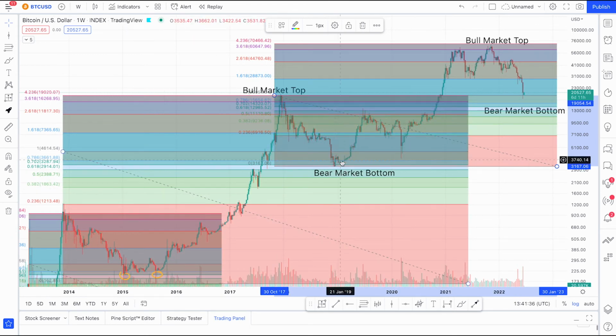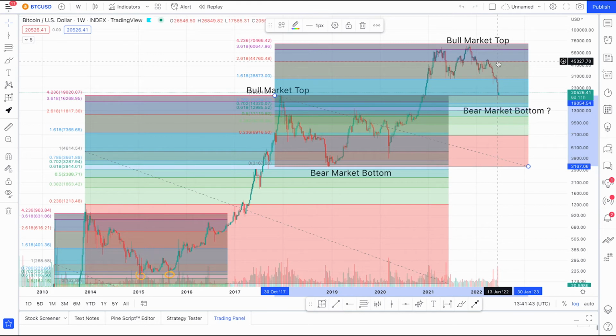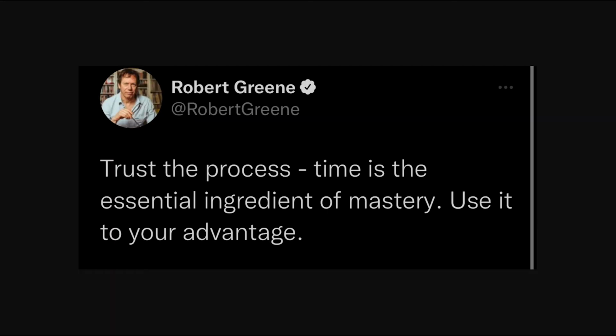I got my Bitcoin in December 2018. I didn't sell at the top. I'm not coming here to brag that I sold at the top, but I was studying Bitcoin price history, because guys, we only have the past to help us make better decisions in the future. We have to use what we have. The markets are very, very random. Trust the process. Time is the essential ingredient of mastery. Use it to your advantage.